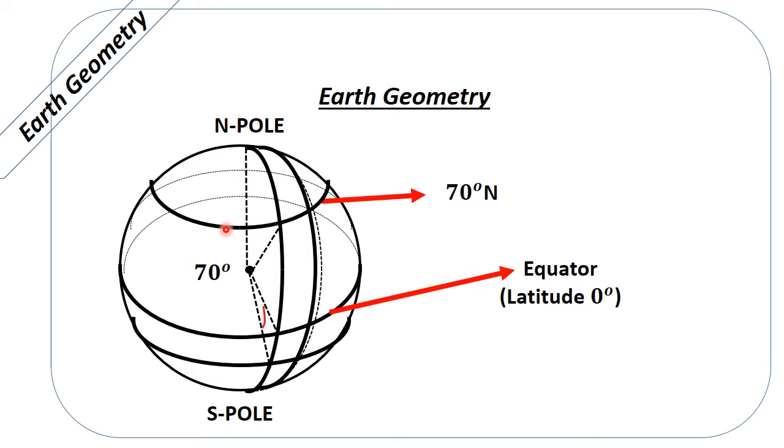Then the counter example is that angle which is between the equator and the lower part of the equator here. So this latitude is on the south. If that is 10 degrees, then this is 10 degrees south.